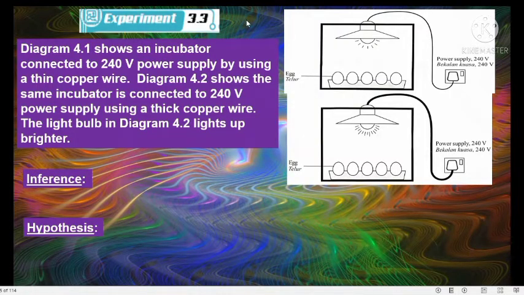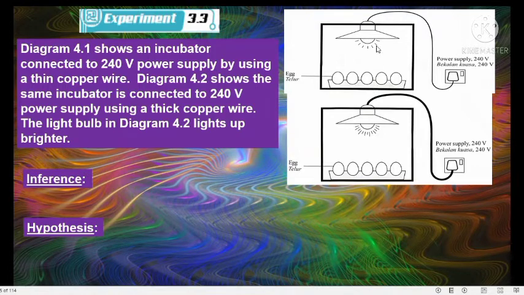The second experiment is experiment 3.3. Look at this picture, Diagram 4.1 and 4.2. The incubator is connected to a 240 volt power supply using thin copper wire. Diagram 4.2 shows the same incubator connected to a 240 volt power supply using thick copper wire. The light bulb lights up brighter. So the same length of wire is used here, but different thickness. So the factor that affects resistance in this diagram is the thickness or cross-sectional area of the wire.